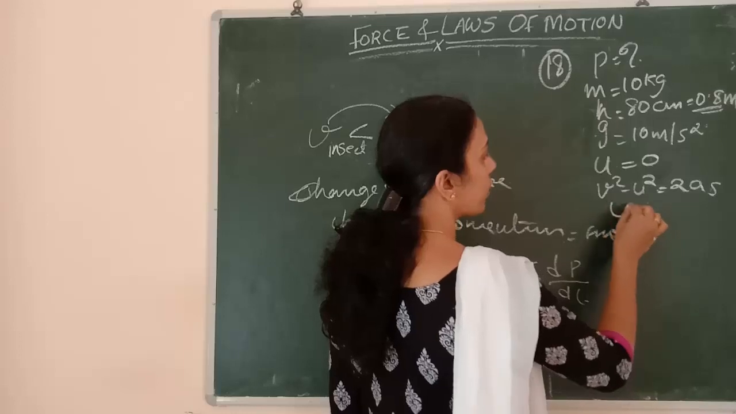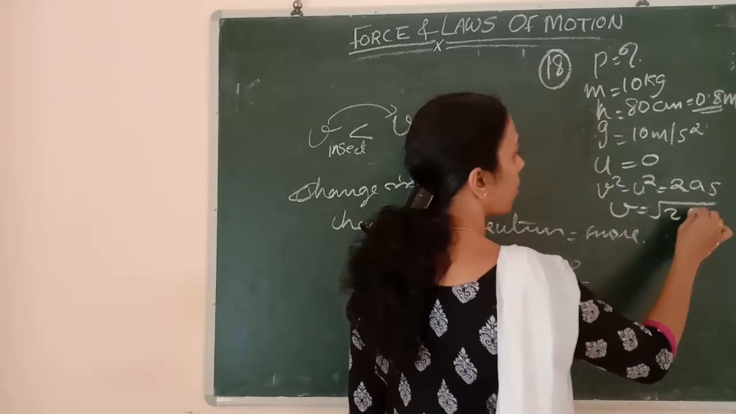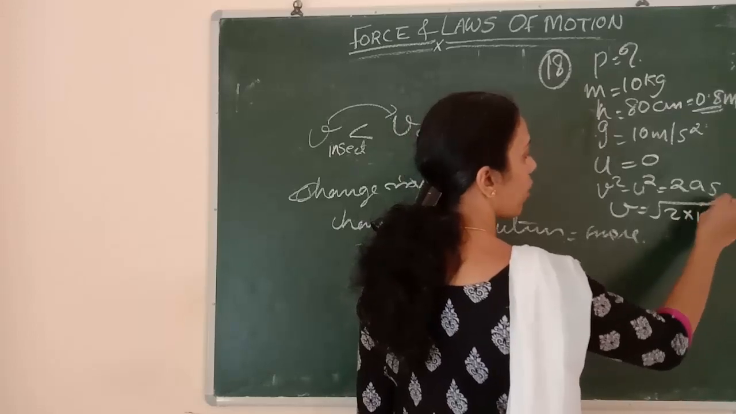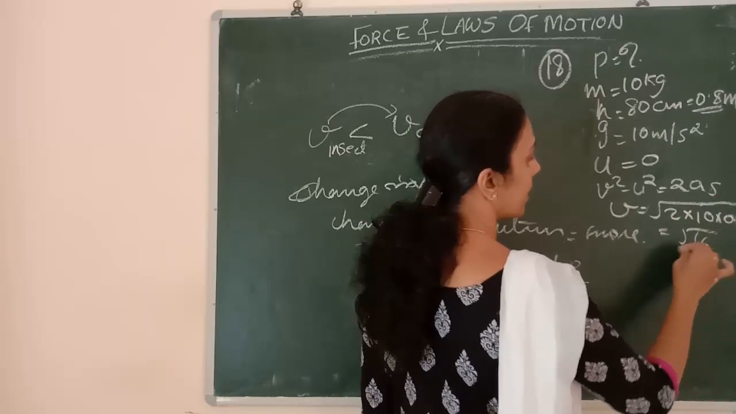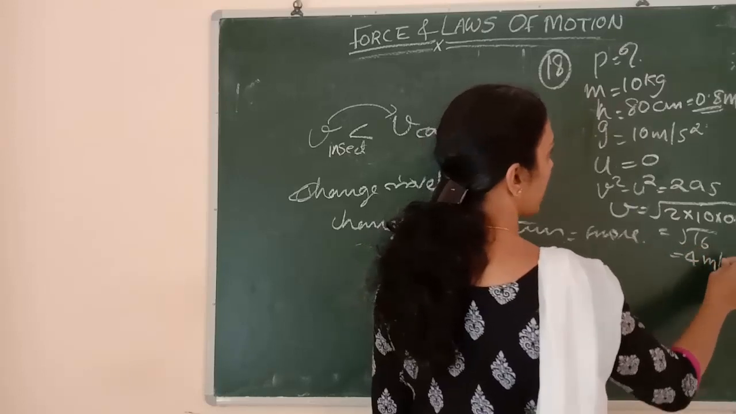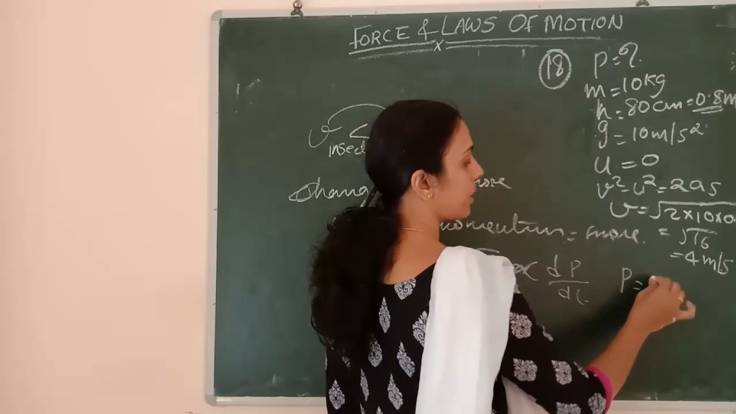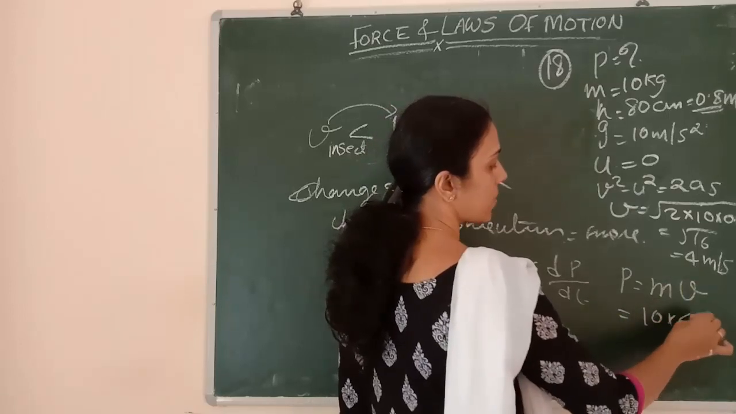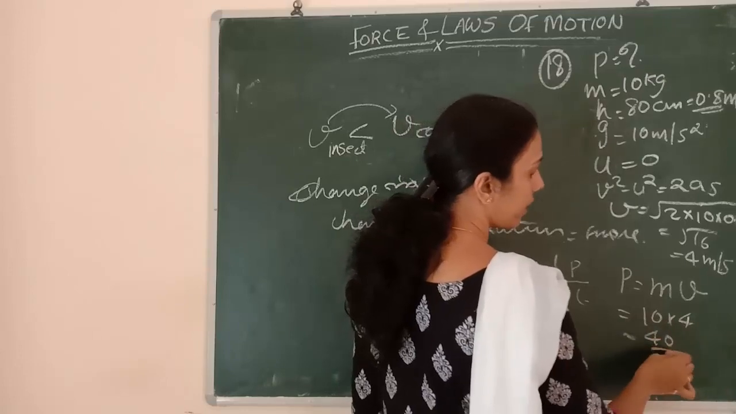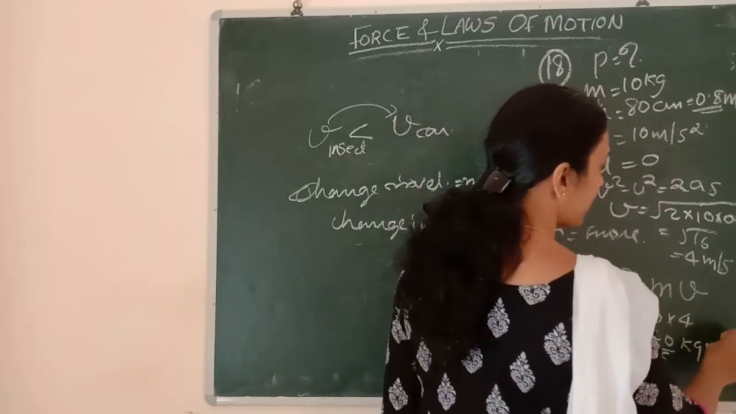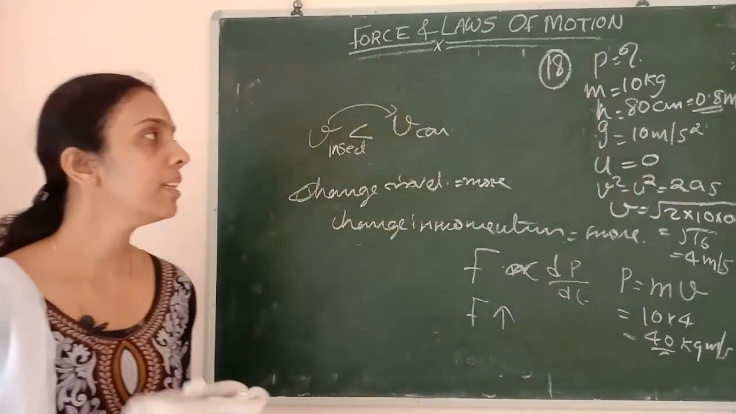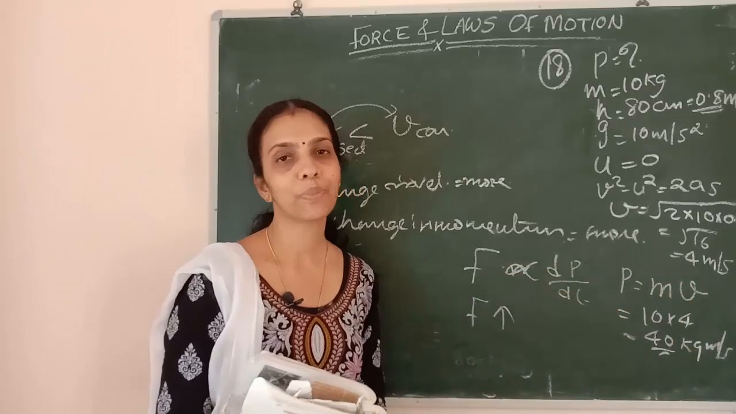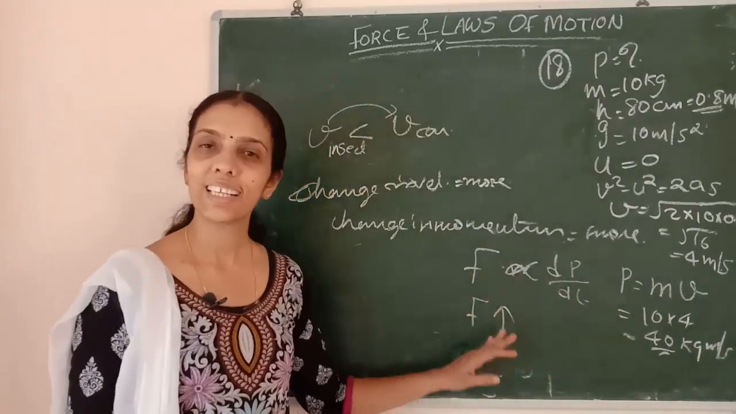So if we are finding out V, that is equal to root of 2 into g, which is 10, into s, which is 0.8. So how much will we get? Root 16, that is 4 meter per second. That will be the velocity. Then momentum will be equal to mass into velocity. Mass is 10, v is 4, so it is 40 kilogram meter per second. So you understood how we are getting this one. Here we find the final velocity first, then find the momentum. Okay, clear?